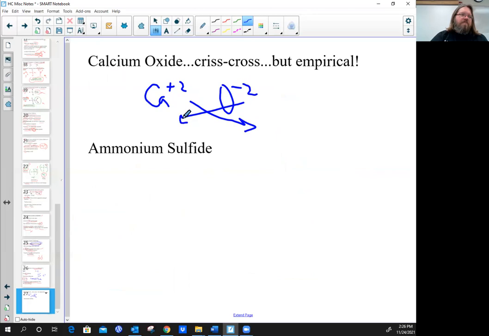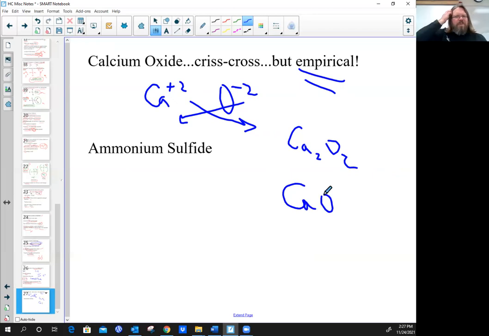The charge becomes the subscript, the absolute value of the number. You'd probably be thinking it would be Ca2O2. But again, it needs to be an empirical formula. Can I simplify the ratio of 2 to 2? You bet. So it should be just CaO.